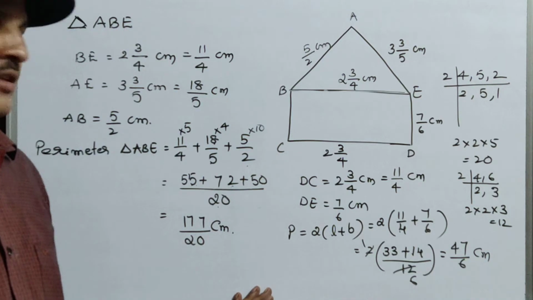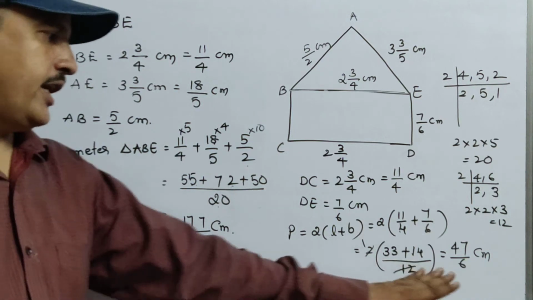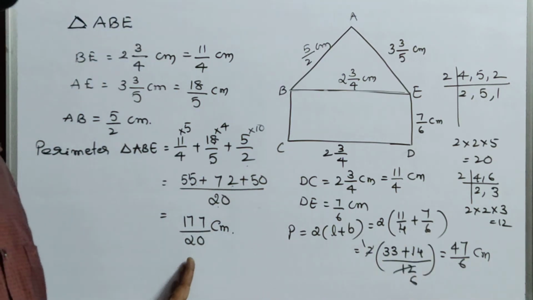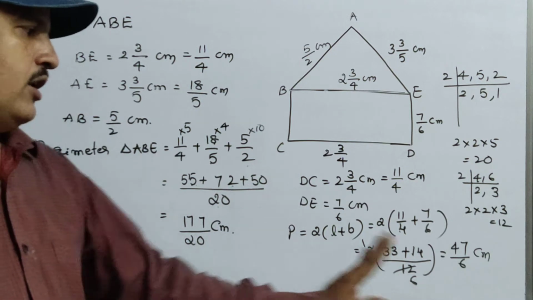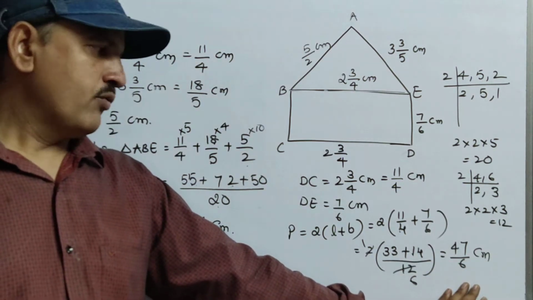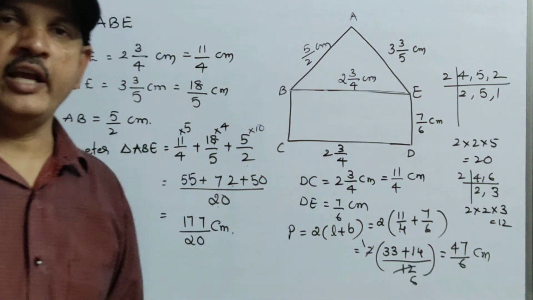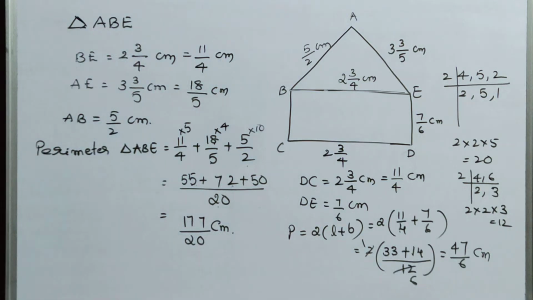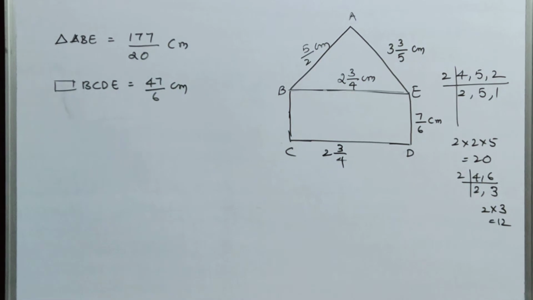So what to do again? To compare, take these two: 177 by 20 for the triangle and 47 by 6 for the rectangle. See now how I am going to compare. Children, we have to compare these two perimeters, then we will know whose perimeter is greater, as he asked.